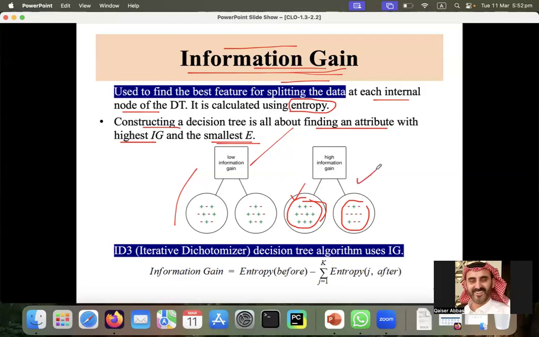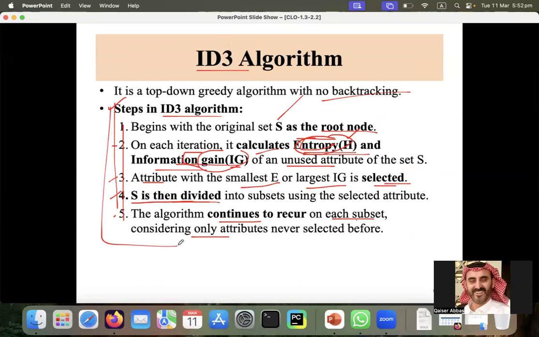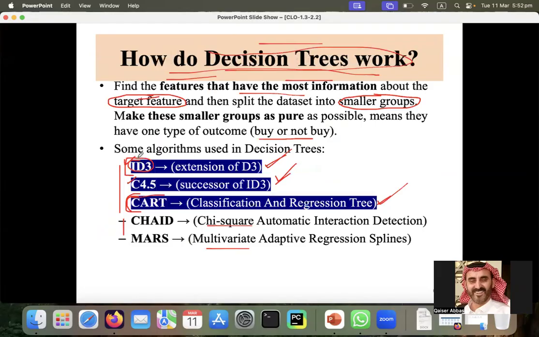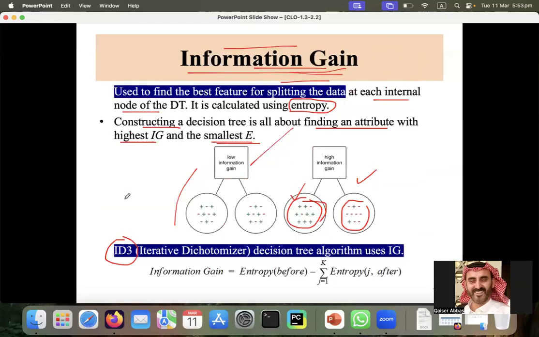So from this picture, at least I'm sure that you will have the idea now what information gain will do. What information gain will do from this picture, and the equation for that, and the algorithm ID3. What is that ID3? You have seen this algorithm here, and I mentioned ID3 here. This algorithm uses what? It uses IG, information gain. And what is the formula for information gain?